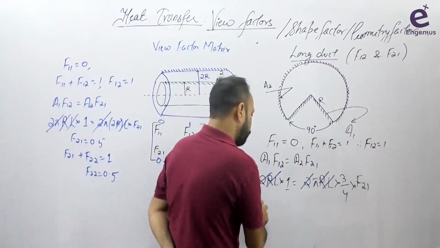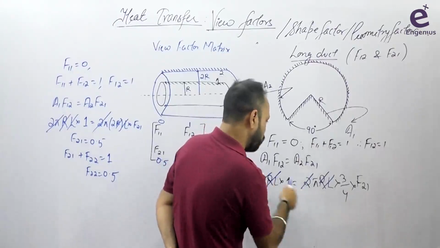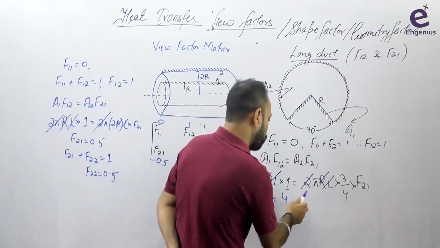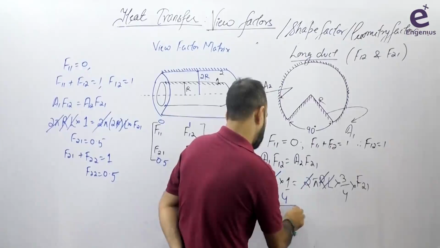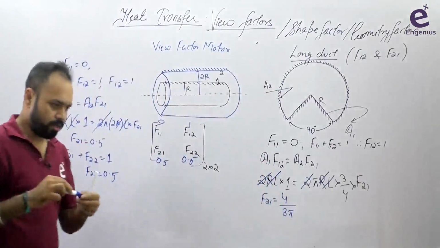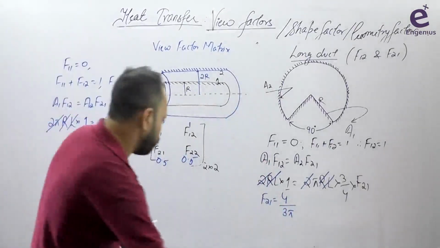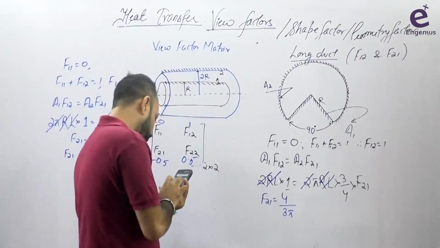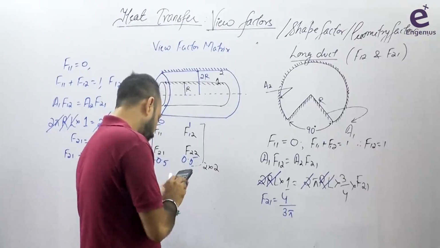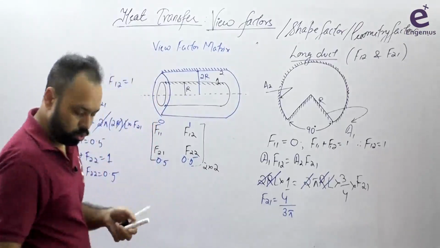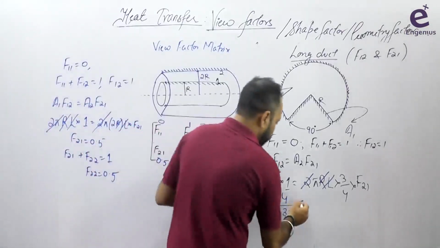F21 is equal to pi भी गया क्या? No, F21 is coming out to be 4 by 3 pi. 4 by 3 pi. Okay, let us solve this. This will give you the value. Okay, 4 divided by 3 pi, and it is coming out to be 0.424. That is the correct answer. Okay, 0.424.